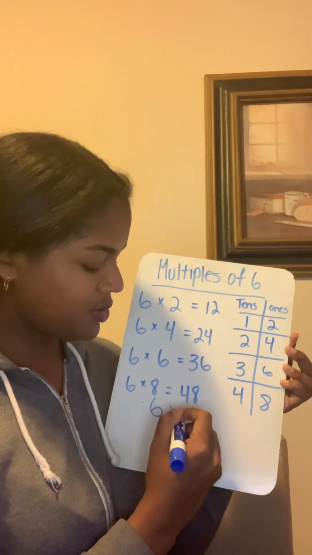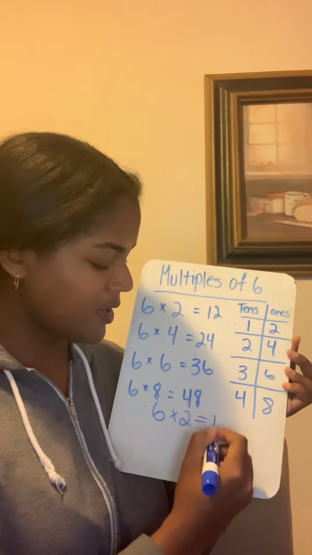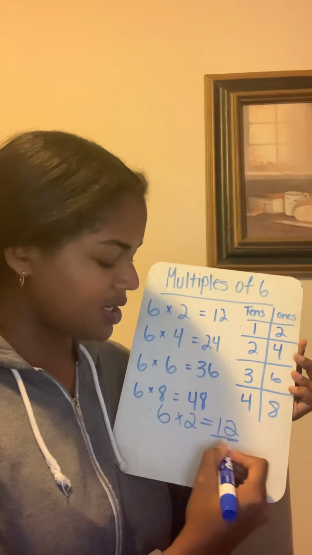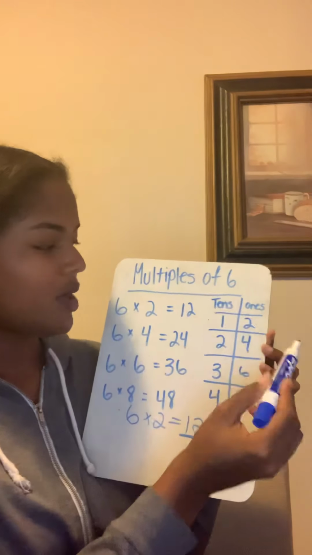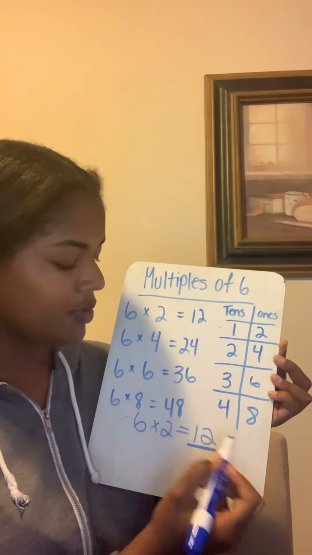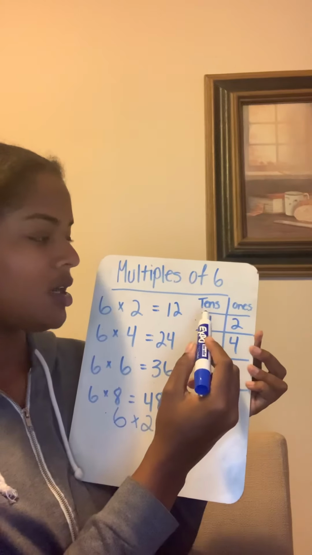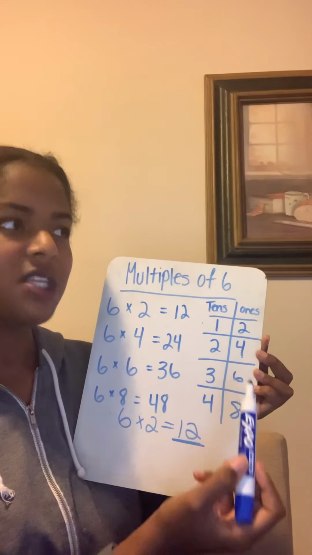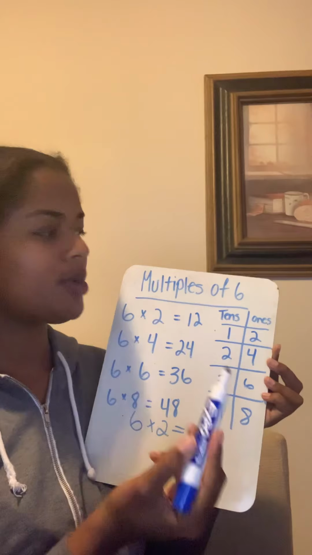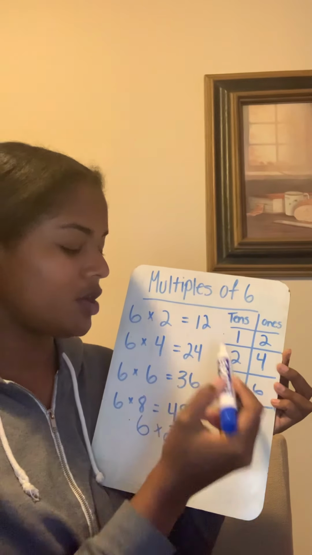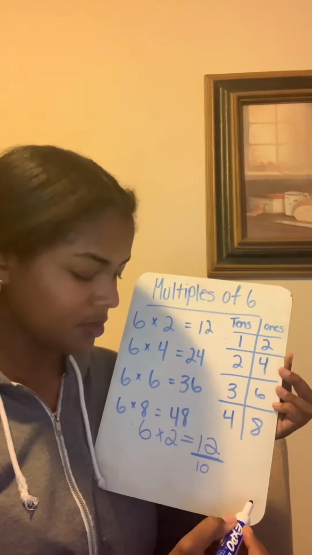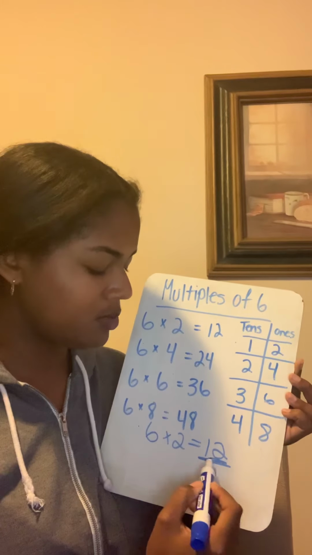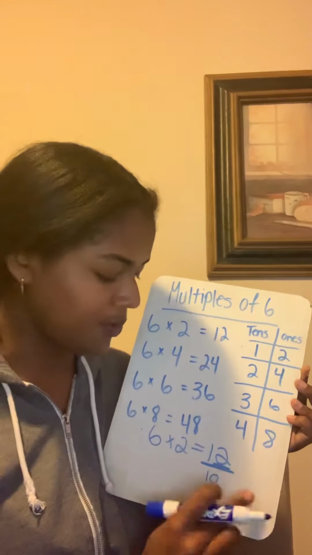Six times 2, we know the answer is 12. Now let's break it down. When you are talking about 12, we already know that the 1 is in the tens place. But technically, when something's in the tens place, it's a single number. So yes, we can say it's 1, but in reality, the 1 is a 10. And then the ones place, of course, it's 2.